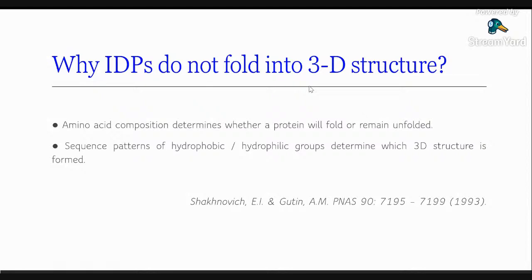Proteins are made up of amino acids. So the amino acid composition is the key factor which determines whether a protein will fold or remain unfolded. There are certain patterns of hydrophobic and hydrophilic groups which determine how a protein folds into a three-dimensional structure. So basically there are certain kinds of amino acids in IDPs because of which they are not able to fold into a stable 3D structure.